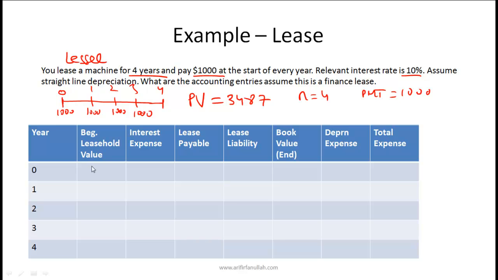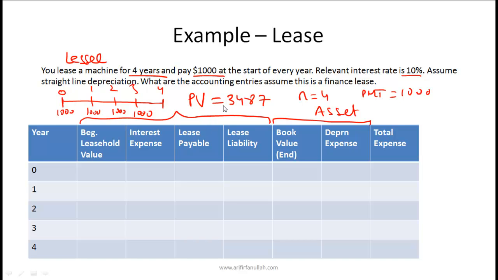So the beginning leasehold value for time, the way I'm going to show this now is we are going to have this asset for 4 years and we are going to fill this table out. So year 0, what's the book value at the end of year 0, which is now? We are going to record a lease liability. The book value part is the treatment from an asset perspective, and this part is the treatment from the liability and the relevant expense.